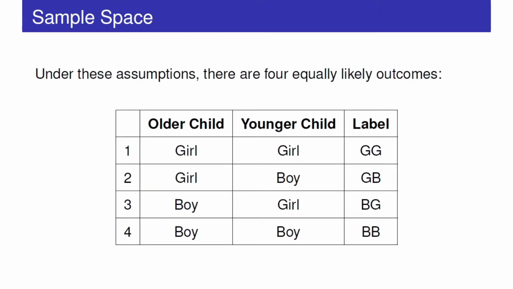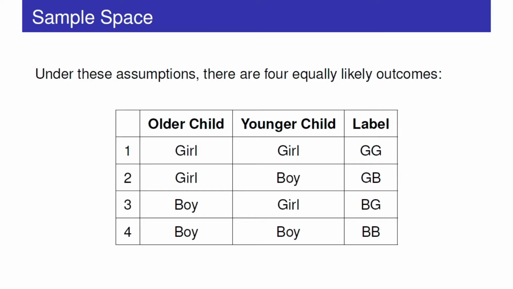Under these three assumptions, we have the following four equally likely outcomes. 1. The older child is a girl. The younger child is also a girl. So we label this case as GG. Second, the older child is a girl. The younger child is a boy. We label it as GB.